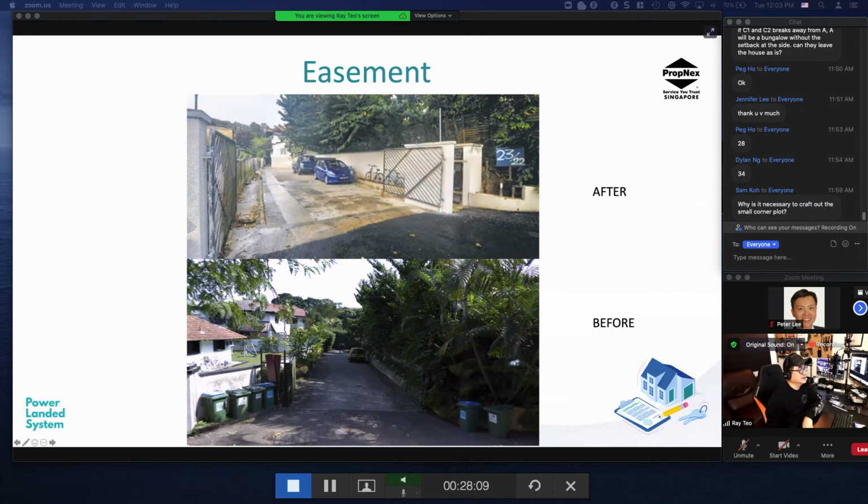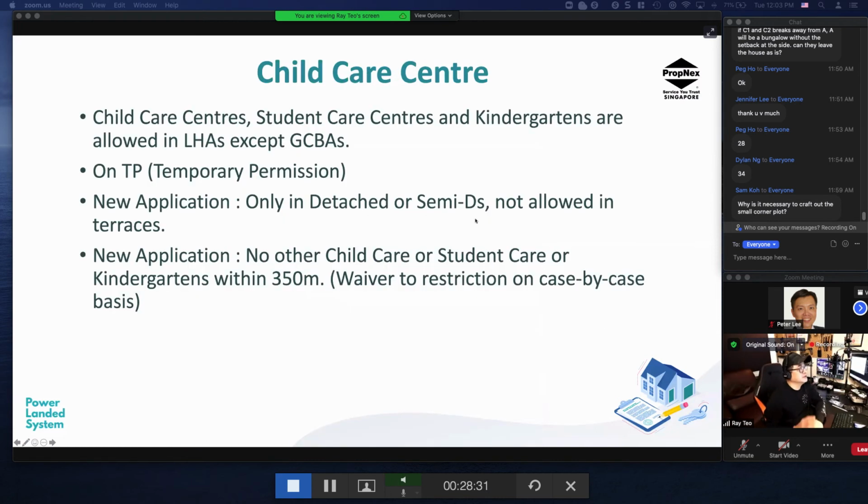But the unit 23 owner went and reconstructed this, and that caused unit 22 to be unhappy, and therefore they sued the owner. They sued the owner of unit 23. So what's the outcome? We do not know, but you can see this is the trouble of having an easement on your land.